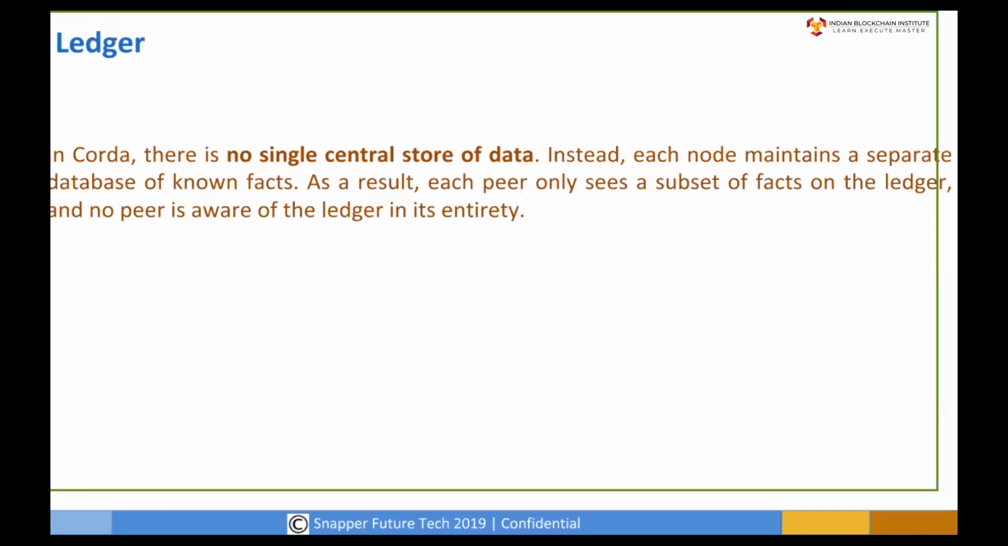Each node maintains a separate database of known facts. So if two parties share one fact, only those two parties will have that fact in their database. As a result, each peer only sees a subset of facts on the ledger, and no peer is aware of the ledger in its entirety. No node will have the entire ledger, only the subset of facts, that means the transactions which they are part of, will be stored with them. All right.